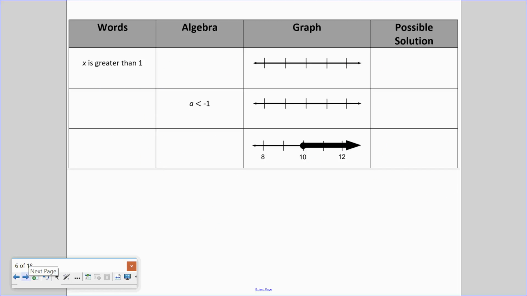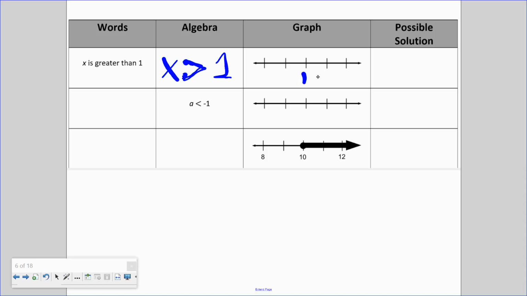All right. So for the rest, you're going to be doing some independent practice. You're going to be given words or algebra or the graph, and then you will name the possible solutions. So let's do the first one. X is greater than 1. So I'll put X and 1. Greater than. So X is greater than 1. So this side is greater than this side. So I have my algebra representation.